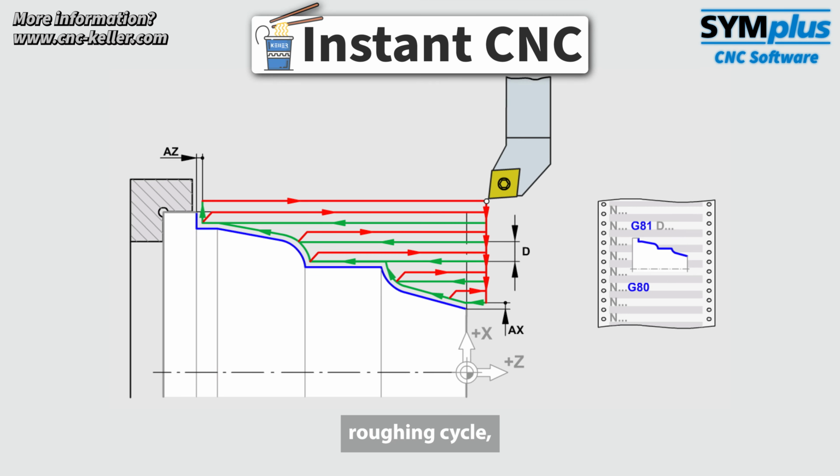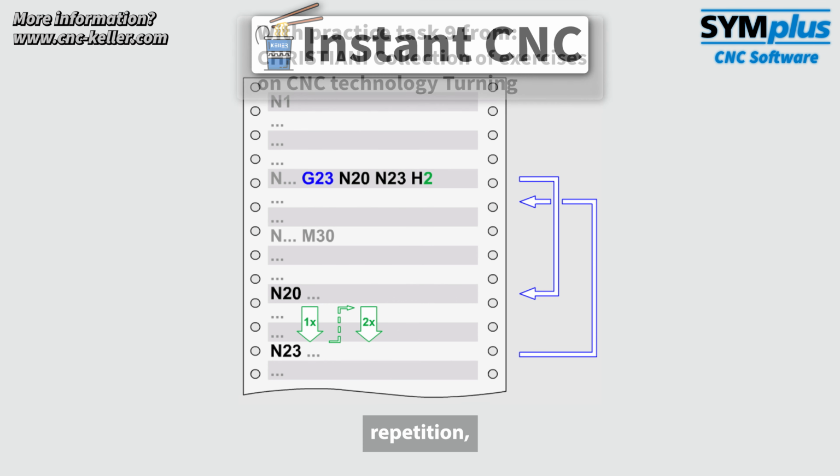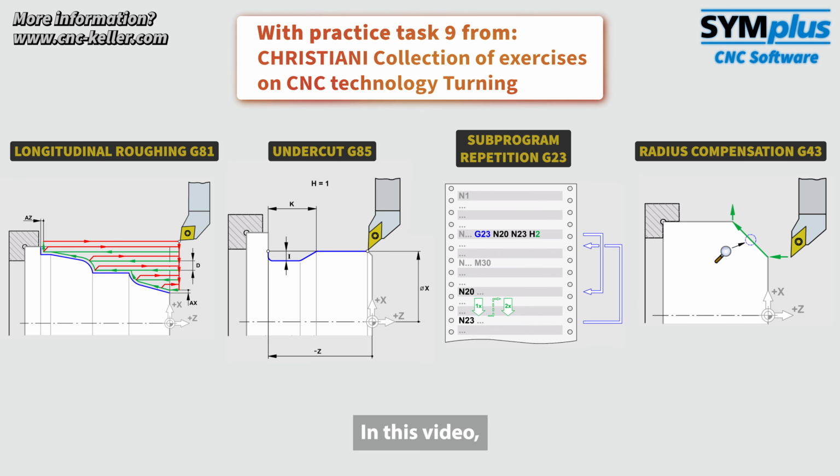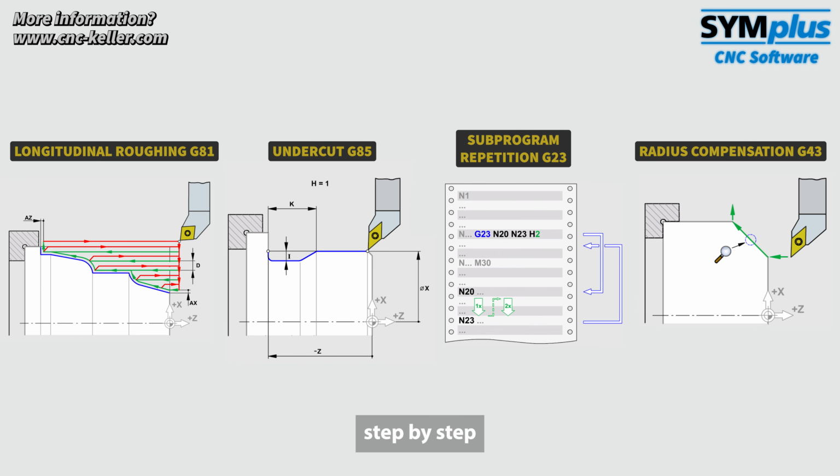How do roughing cycle, undercut cycle, subprogram repetition, and radius compensation actually work together? In this video, you'll see the process step by step so you can understand when each command is used and why it's needed exactly at that point.